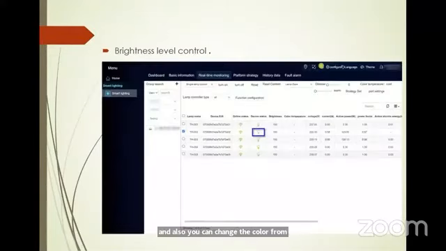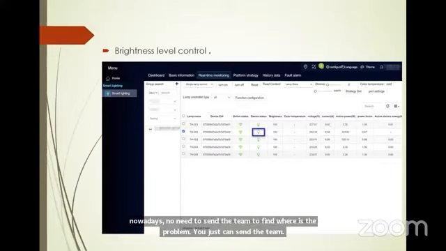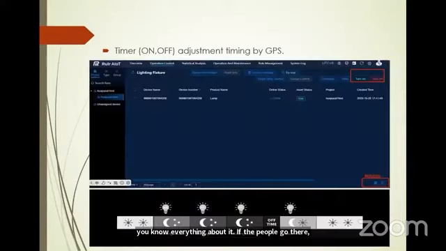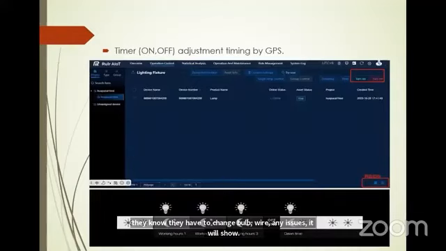And this shows that if any light is not working efficiently, you can control it from here. You can even diagnose, and it will tell you what the problem is in this light and what maintenance part you need before you send the team. So nowadays, there is no need to send the team to find where the problem is. You just send the team to solve the problem, which you already know everything about. If the people go there, they know they have to change the bulb, wire, or whatever the issue is, because it will show. And this is also some of the dashboard for on and off.